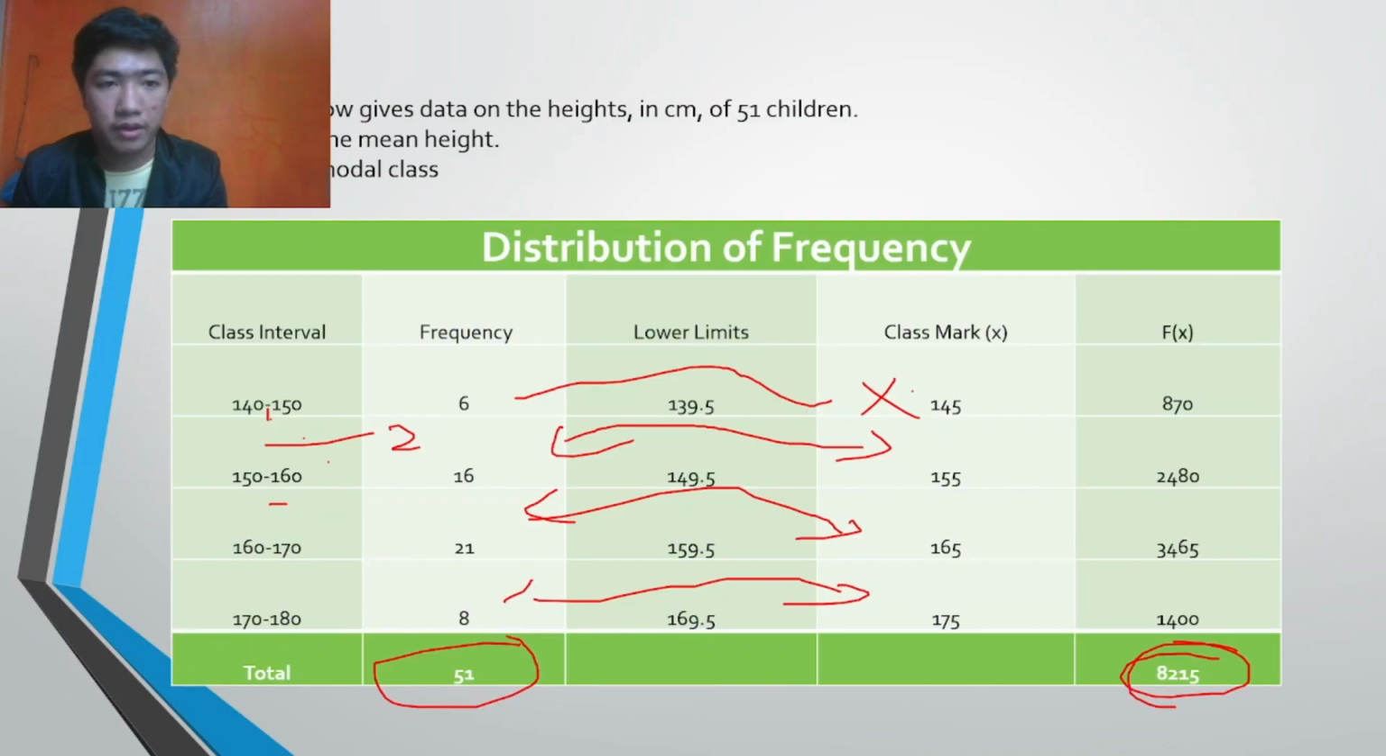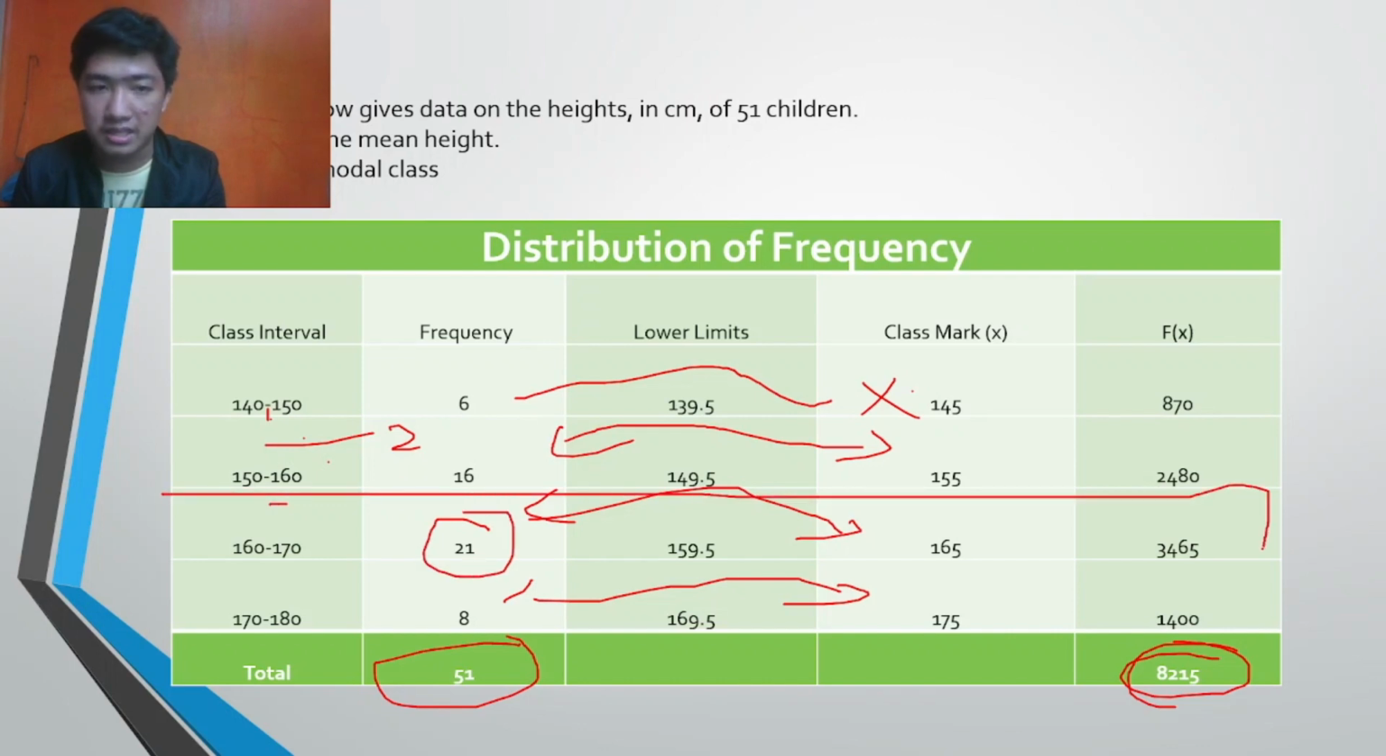Now we find the answer to the next question, which is to find the modal class. Where do we find the modal class? It's easy. You just have to look for the highest frequency in the table. In this scenario it is 21. So this row is our modal class.